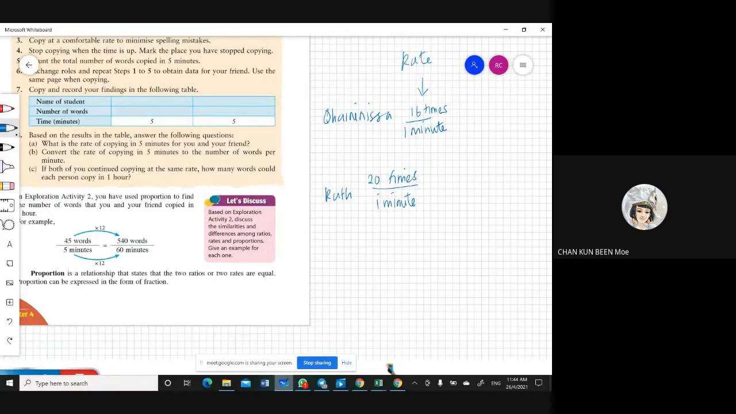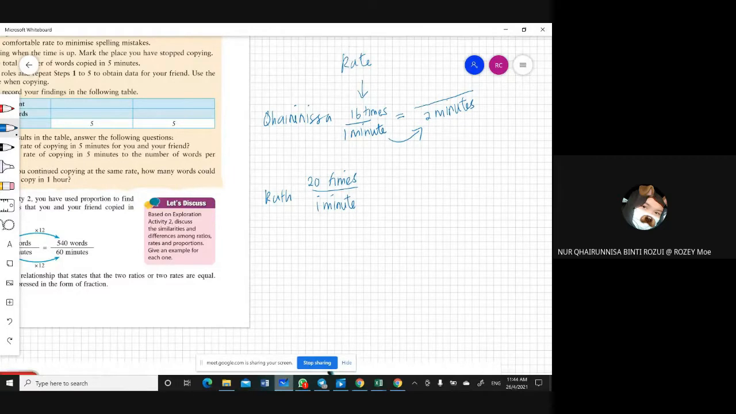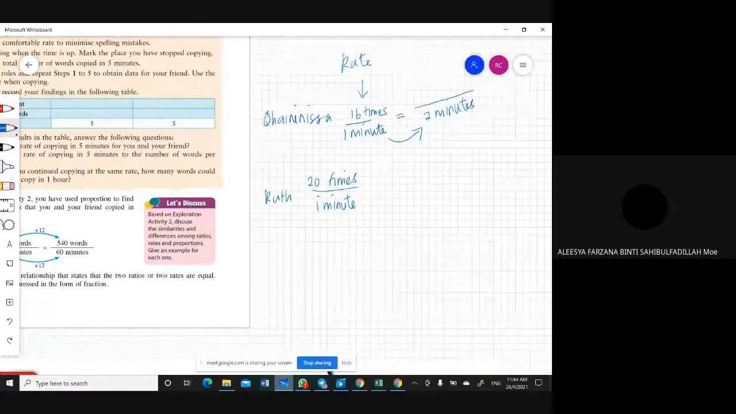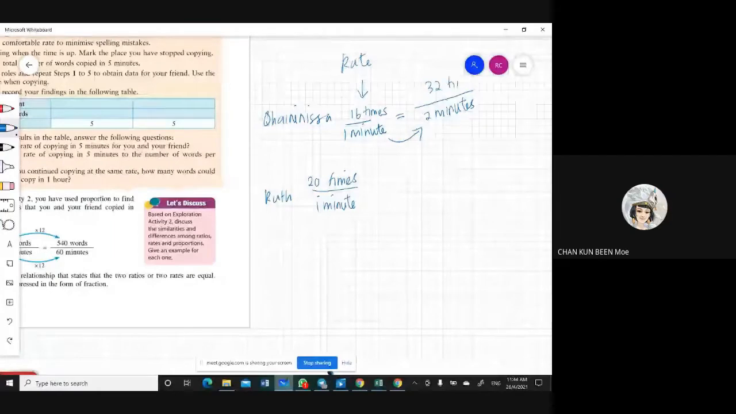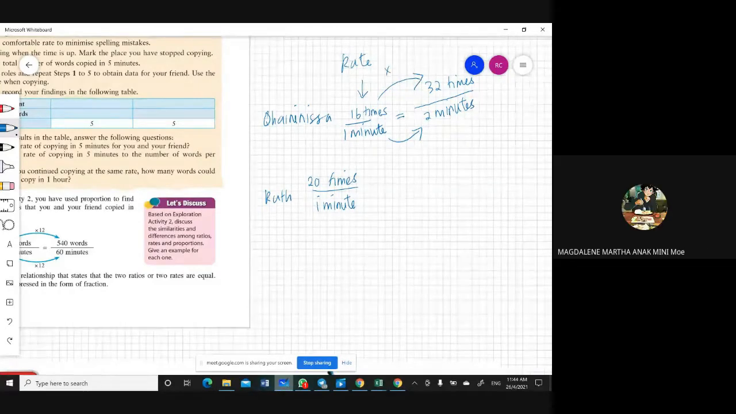So today we are going to convert this into a fraction. For example, if Kairunisa said in 1 minute she can skip 16 times, can you tell me in 2 minutes how many times Kairunisa can skip? 32 times. Very good. How do you get the answer? You multiply by 2. Very good.